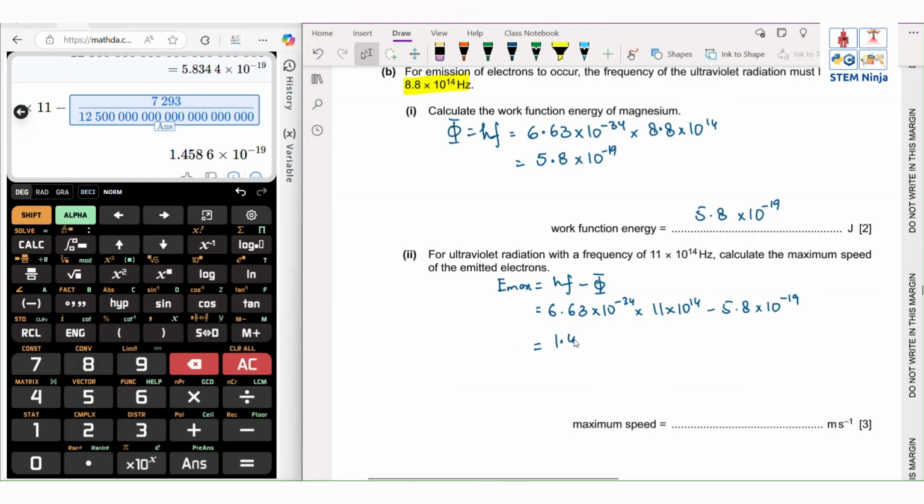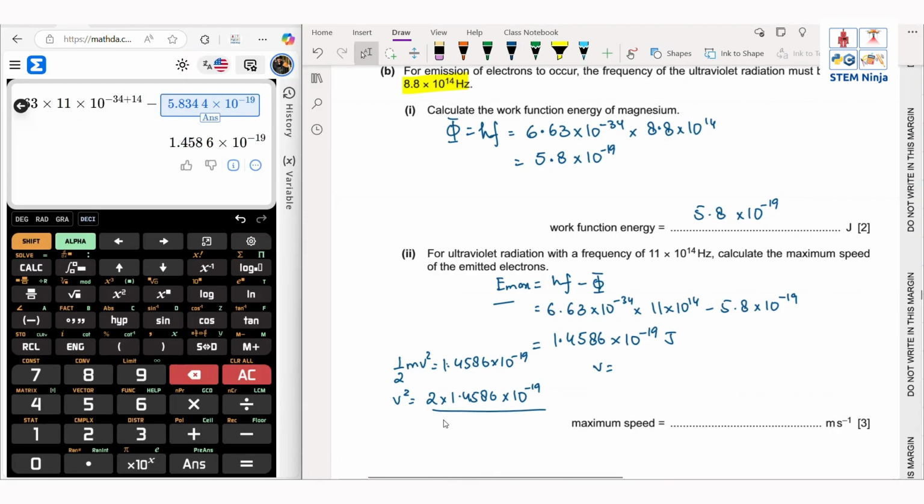This is Emax, 1.4586 × 10^-19 joules. So this is kinetic energy, so obviously half mv squared is equal to 1.4586 × 10^-19. So v squared will be 2 times 1.4586 × 10^-19 divided by the mass of the electron. So that is 9.11 × 10^-31.